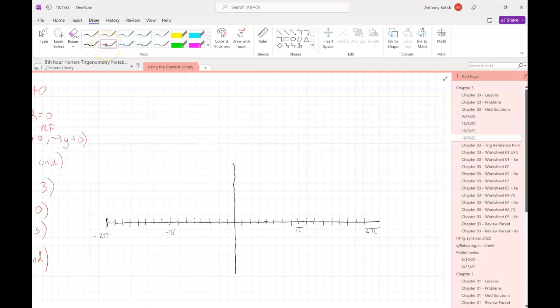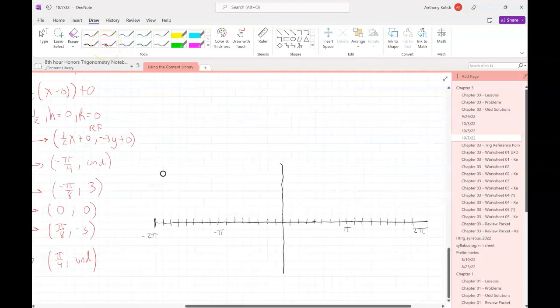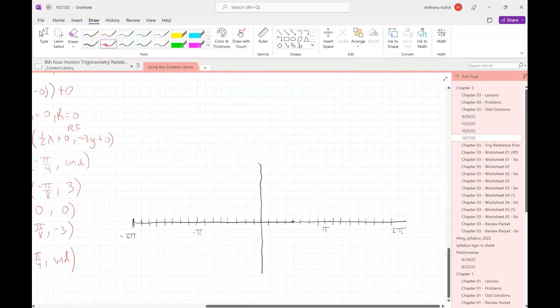All right. Let's start plotting here. So I have negative pi over 4 is undefined. So there's my asymptote here. Note that I'm putting in the dashed line. And then I have negative pi over 8 and 3. 1, 2, 3. 0, 0. Positive pi over 8, negative 3. So 1, 2, 3 down. And then an asymptote.